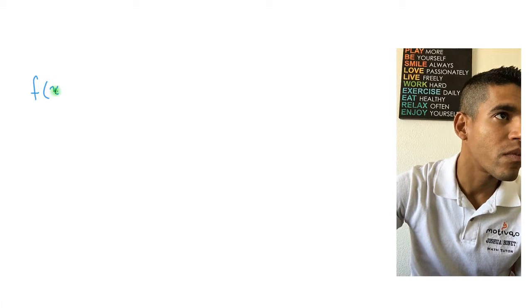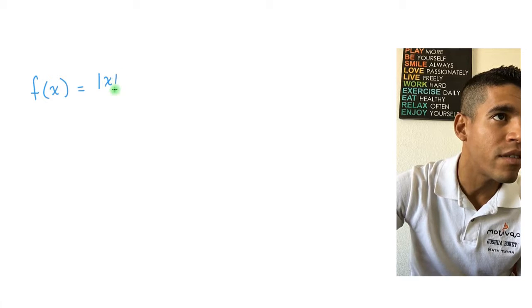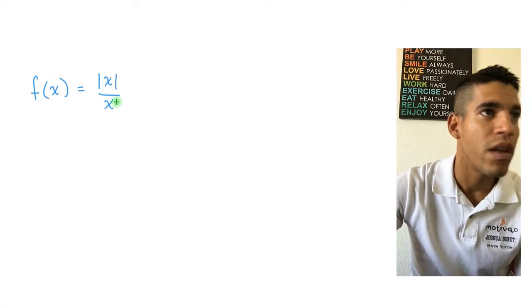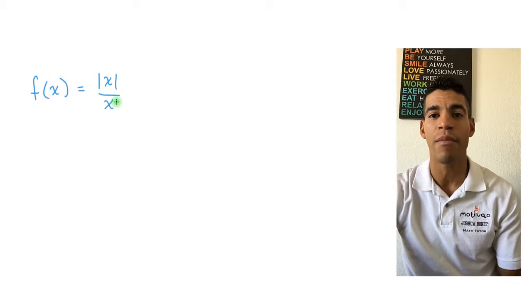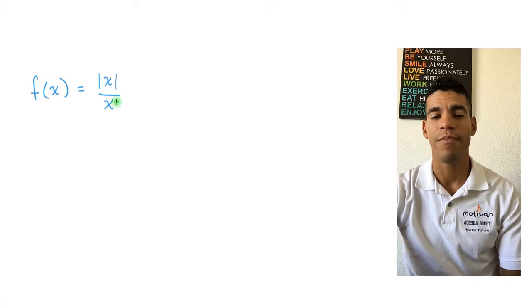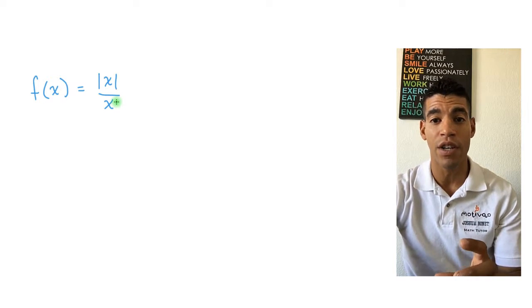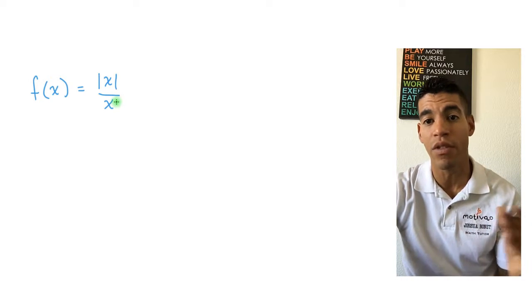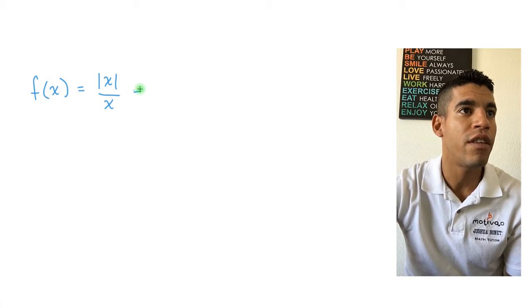So f of x equals the absolute value of x over x. We want to find the limit of that function when x approaches 0. Okay. Now, to be able to separate this function into a piecewise function, we have to use the definition of absolute value as a piecewise function. So this is equal to what?